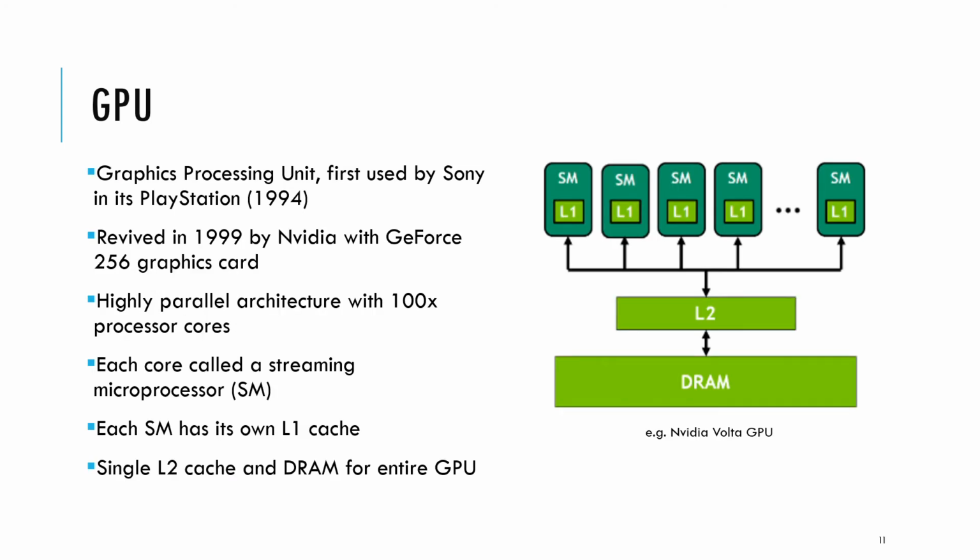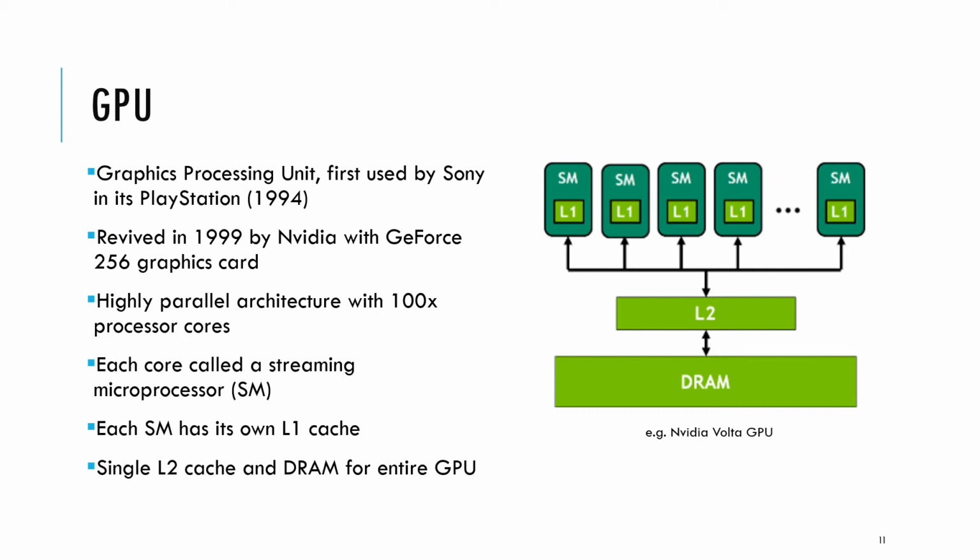Now we'll talk about GPU. Most of us already know what a GPU is, but I thought it would be best to just revise the concept once. So GPU, or a graphics processing unit, was first used by Sony in its PlayStation in 1994. That was way before I was born. And even I didn't know that Sony had used this, which is a surprise. But it was revived by Nvidia in 1999 with the GeForce 256 graphics card. So that's the very first graphics card which they marketed for the gaming community.